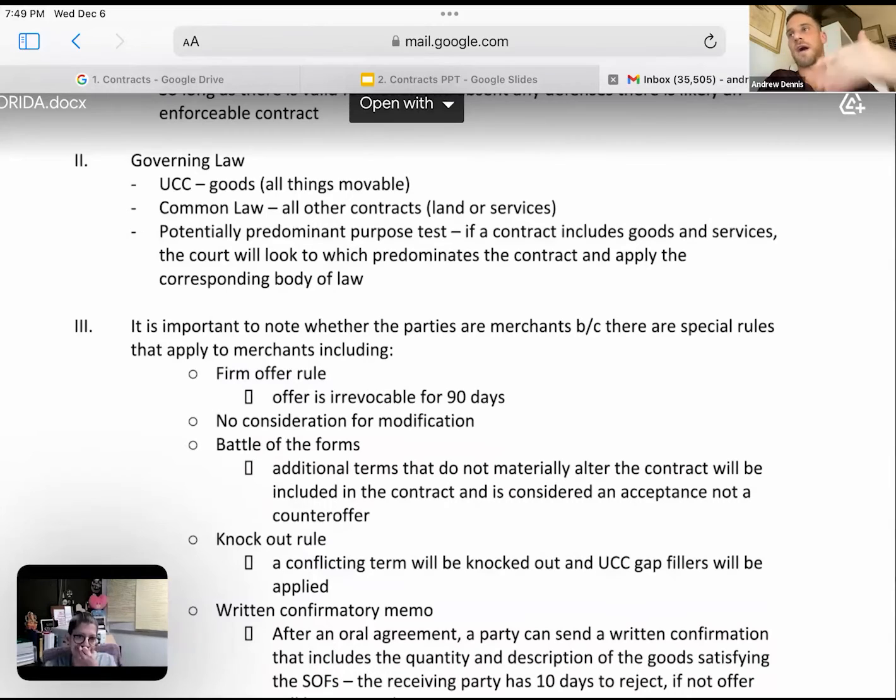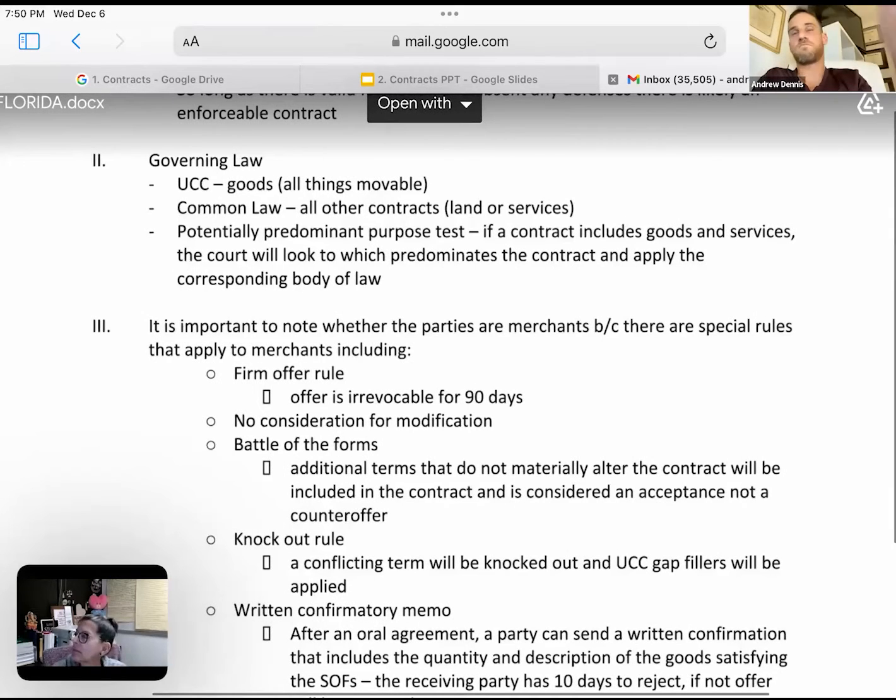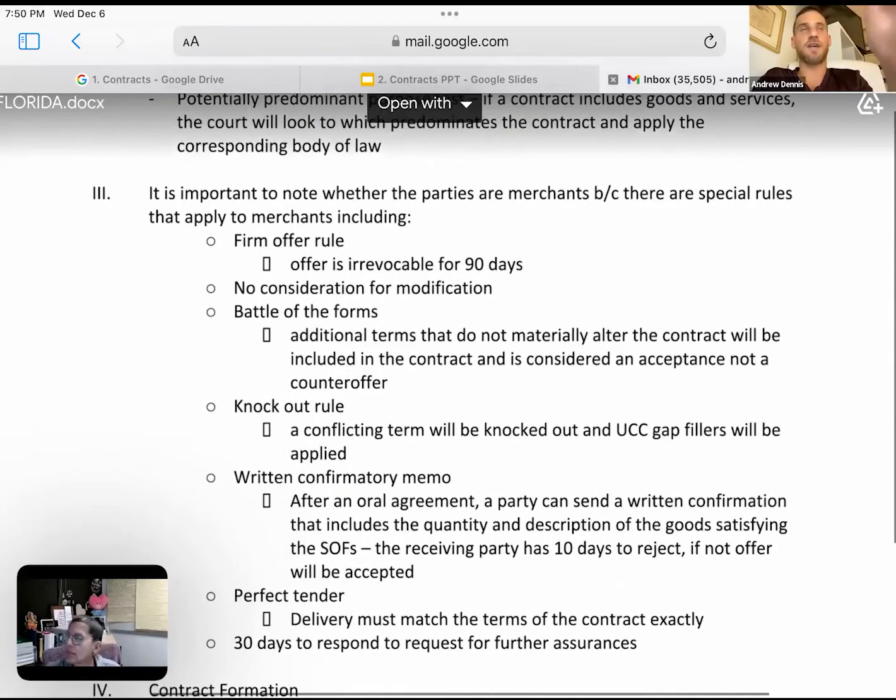IRAC: issue, rule, analysis, opposing argument, conclusion. The issue is whether there's a contract. It seems like there's a contract. The issue is what's the governing body of law. We're going to say UCC. However, there may be an argument for the predominant purpose test. However, the court on balance would likely find UCC. It's important to note that they're merchants because there are special rules that apply to merchants, and we may consider them in our analysis of the contract. Like, I just breezed through that, got some points, and kept it moving. Keeping it moving is a key to this.